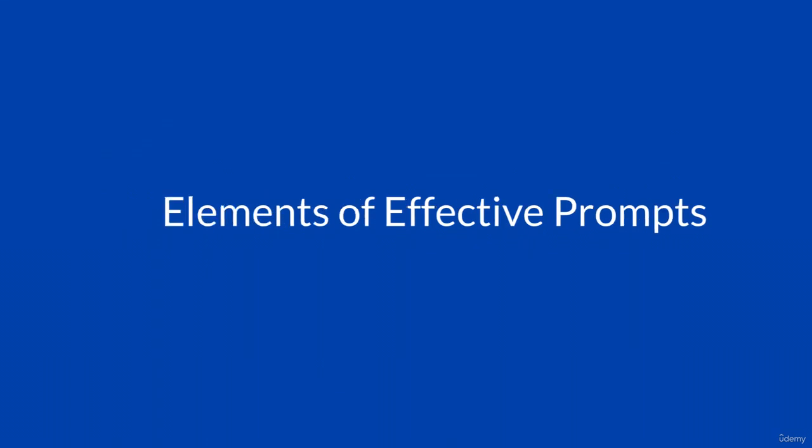So what are the elements of effective prompts? First, effective prompts should be clear and specific. They should clearly convey what you want ChatGPT to respond to. Second, effective prompts should be relevant to the conversation. They should build on the previous prompts and guide the conversation towards your goals. And third, effective prompts should be natural and conversational. They should sound like something a human would say, not a robot.